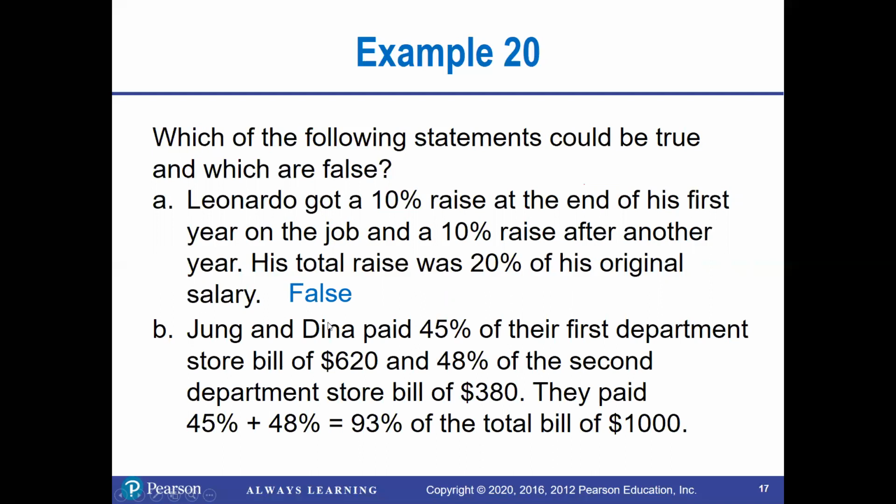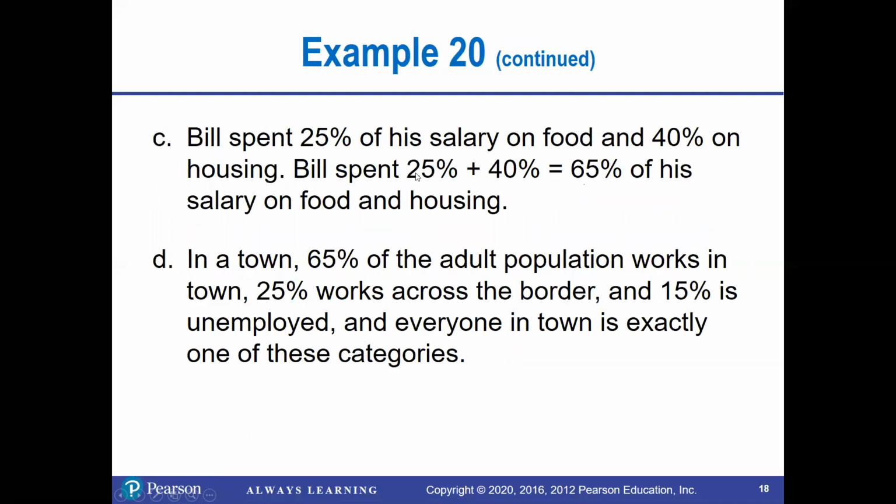Okay, John and Dina paid 45% of the first department store bill for $620, 48% of the second bill. They paid a total of 93% of the total bill of $1,000. That again is false, because those are 45% of a different value than 48% of a different value. So they do not work hand in hand. Bill spent 25% of his salary on food and 40% on his housing. Bill spent 65% of his salary on food and housing. That is true.